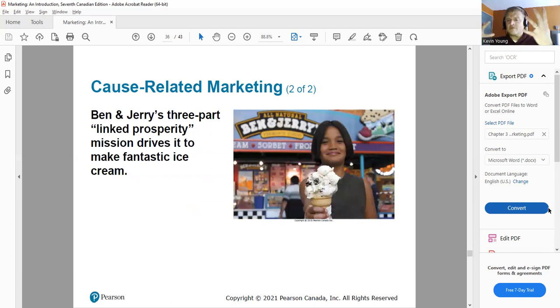Ben & Jerry's ice cream. Its three-part linked prosperity mission drives it to make fantastic ice cream because they're looking at more than just profits. They're looking beyond that.